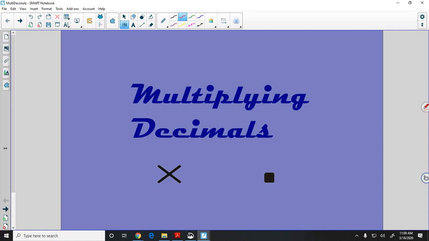Alright guys, today we are going to be multiplying decimals. It's a little bit different when multiplying decimals compared to adding and subtracting decimals. Before we get in, our I can statement for today is very simple. It is, I can multiply decimals.